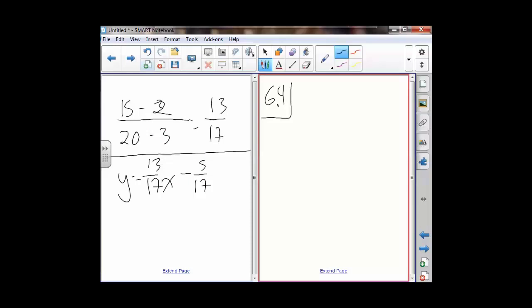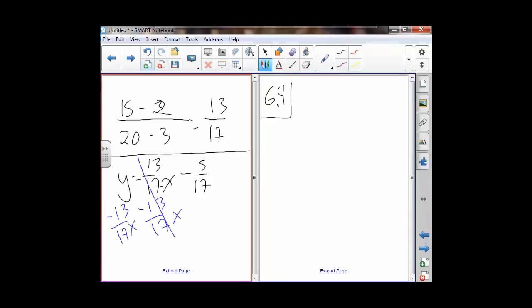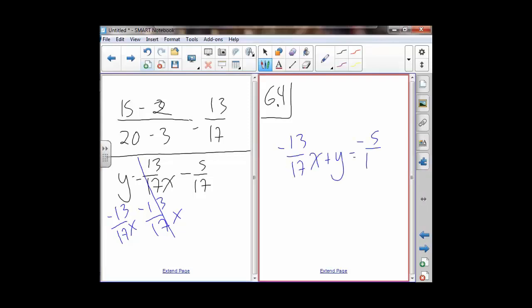So to put that into standard form, tell me what you did. You subtracted 13 over 17x. So we're subtracting 13/17x from both sides, right? So now we have negative 13/17x plus y is equal to negative 5/17. Perfect. We're done.